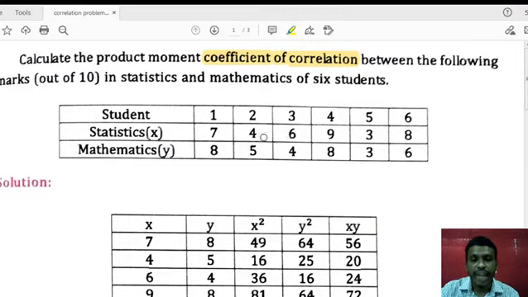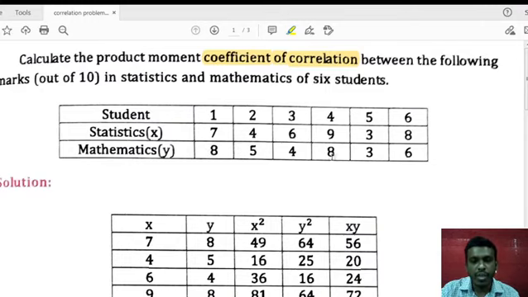If ranks had been given, like for instance, if we give ranks to students based upon their statistics marks, then definitely the highest scorer in statistics, that is student number 4, will get first rank. Similarly, student number 6 will get second rank, and so on.